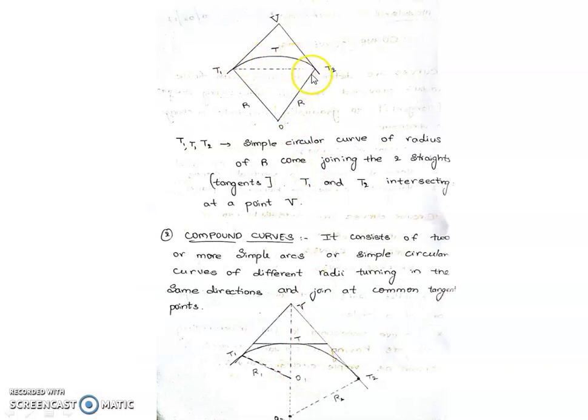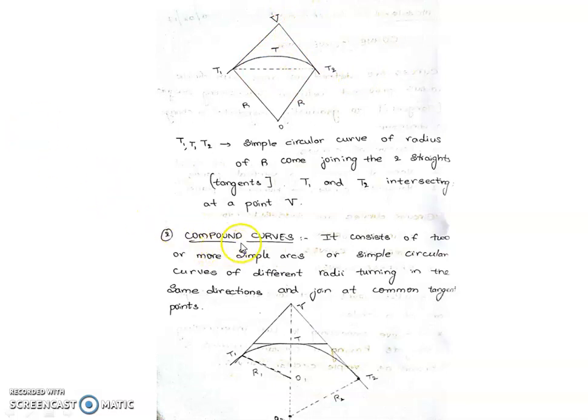Here you can see this is the simple circular curve, a curve which has a single arc and a constant radius, and which is connected to two straights or tangents. This is the single radius. You can see here this is also R, this is also R, R for radius. So here T1, T, T2 is the simple circular curve with a radius R, joining the two straights or tangents T1 and T2 intersecting at point V. So this is called a simple curve.